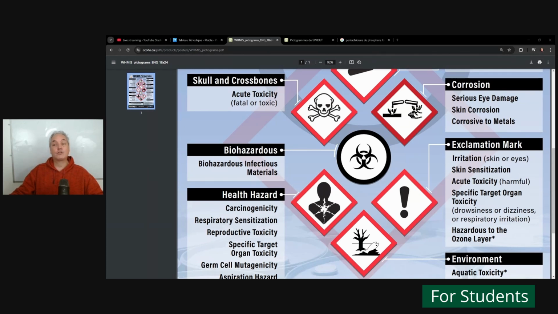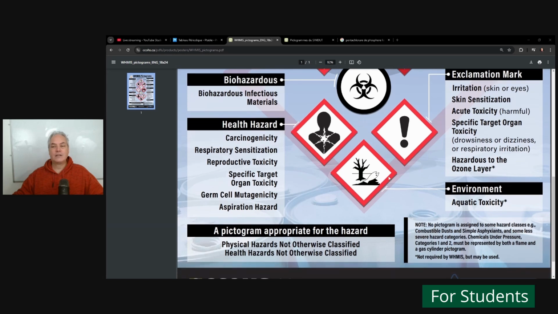We also have corrosion, so acids and bases in high concentration. We have this one here for biohazardous, for people doing research on viruses and other viruses and bacteria that are harmful for humans. And this one here is about the environment. Often it is for terrestrial and aquatic ecosystems that could be affected by different chemicals brought into them.